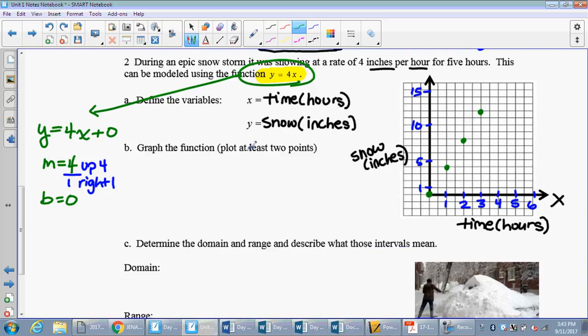And I realized that it said plot at least 2 points. We've now plotted 4. So I can take a straight edge. If you don't have a ruler at home, you can use an index card or take a piece of paper and fold it into 4s, and then that gives you a nice straight edge. We have our graph.